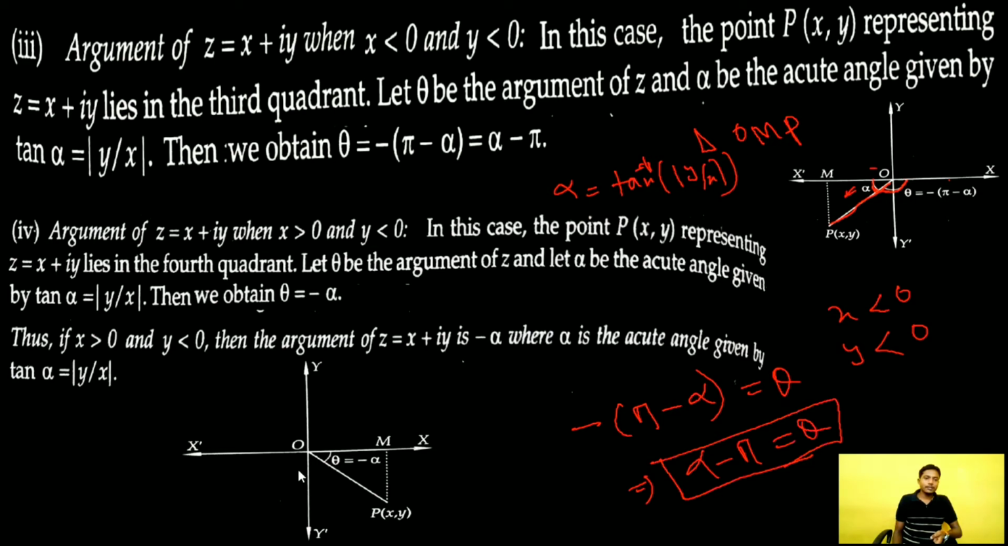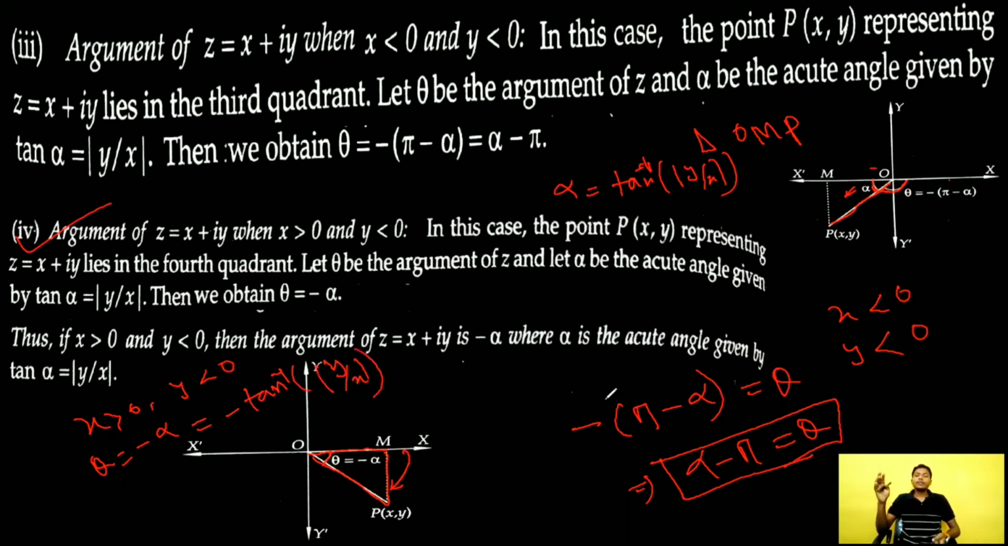Clear? Now for the fourth quadrant, x is greater than 0 and y is less than 0. This is our right-angled triangle. Here both angles are the same in magnitude, but theta is taken in the clockwise sense in this direction, so it will be minus alpha. When we take theta in the anti-clockwise sense, the sign of theta is positive, but when we take it in the clockwise sense, the sign of theta is negative. This is equal to minus tan inverse of mod of y by x. Clear?